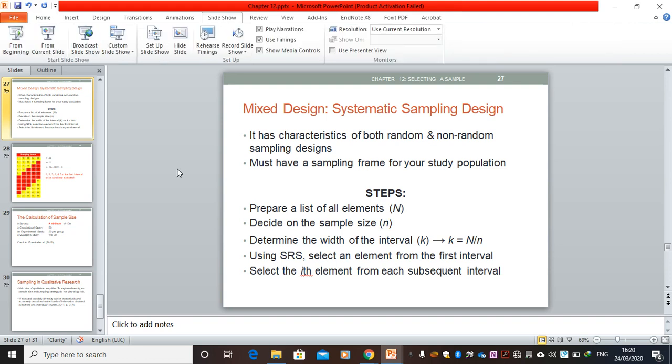So this is the last video clip, video part 9 out of 9 on chapter 12, selecting a sample. In this specific lesson, we're going to learn about a mixed sampling design. Fortunately, there is only one type of mixed sampling design. It is called systematic sampling design.